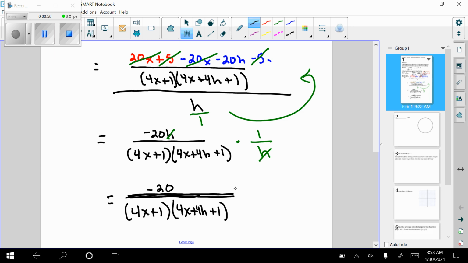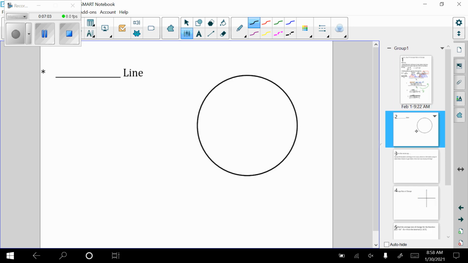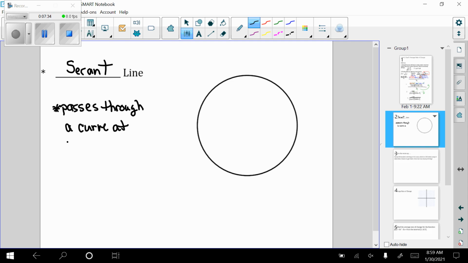All right, so now we're going to look at curves and where all this is headed for average rate of change. For any type of curve, we're starting here with a circle. We have this line called the secant line, which is different from the secant trig function that we did last semester. This comes from geometry. A secant line is a line that passes through a curve at 2 or more points.